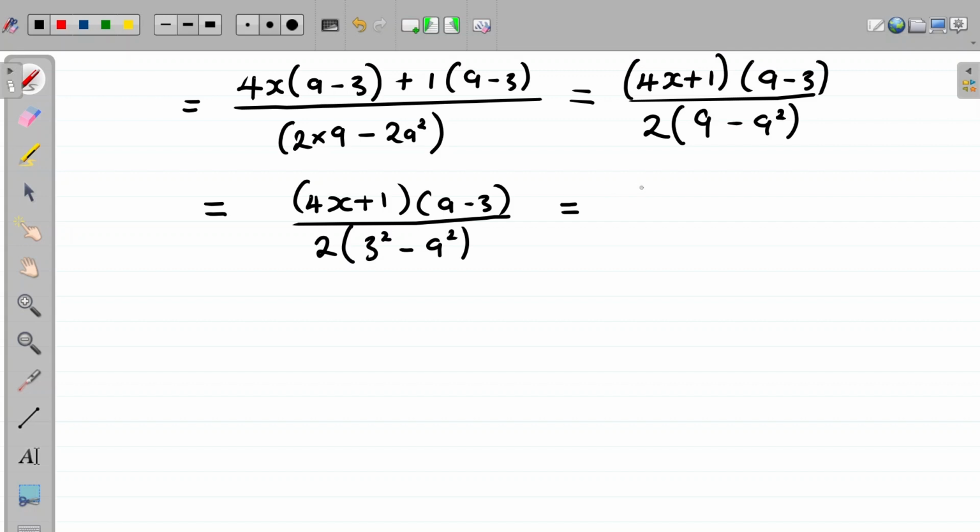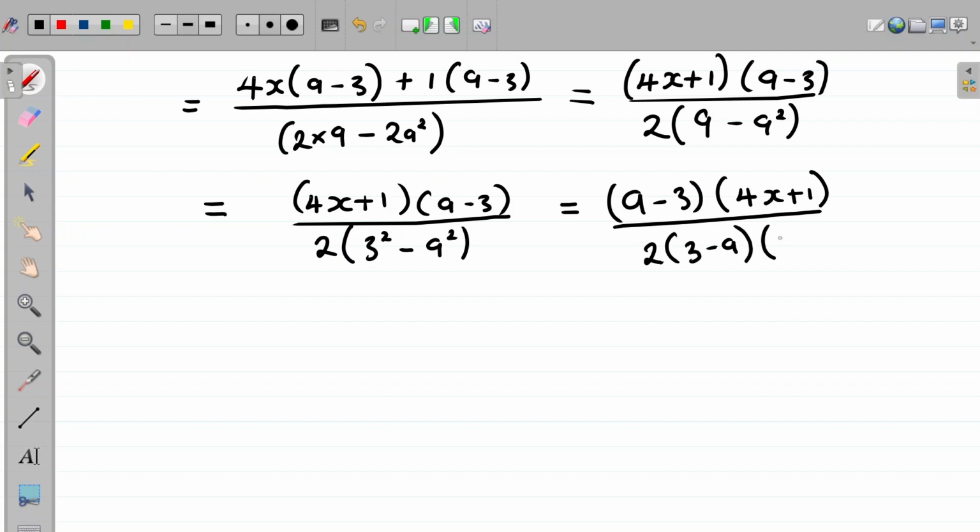So we can also rearrange our numerator as a minus 3 multiplied by 4x plus 1, all divided by 2, open up a bracket, 3 minus a, and 3 plus a, since it's a difference of two squares.